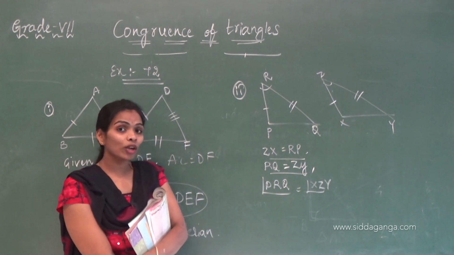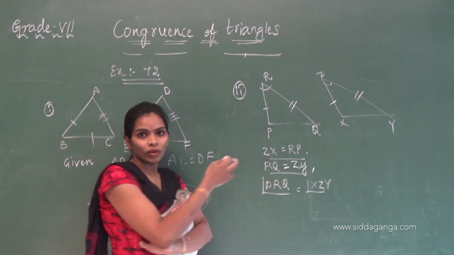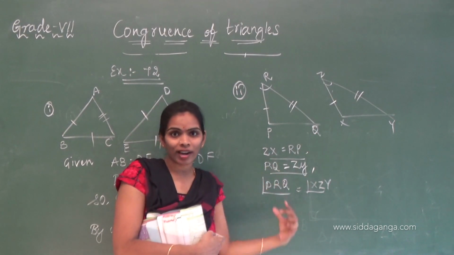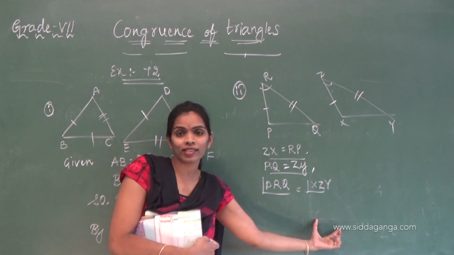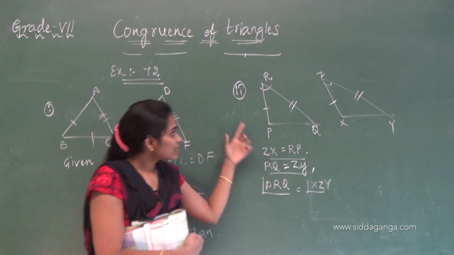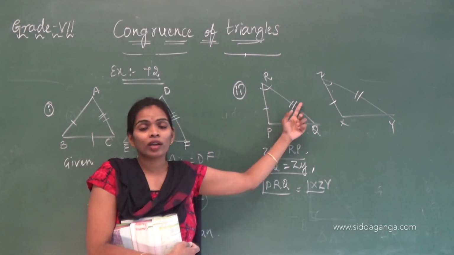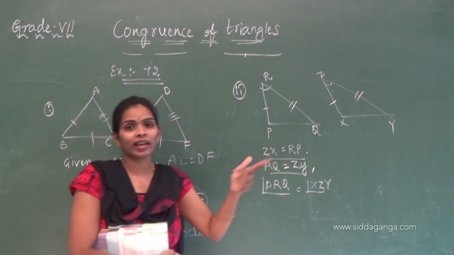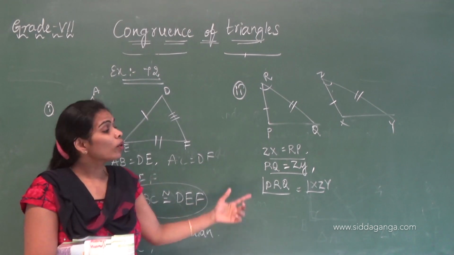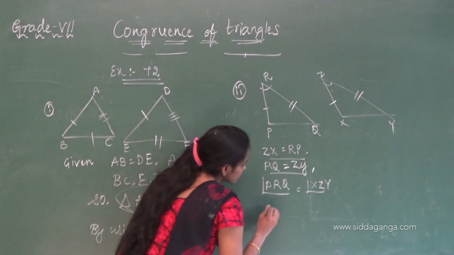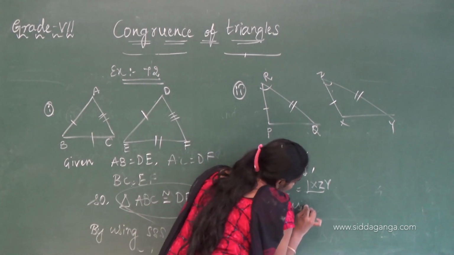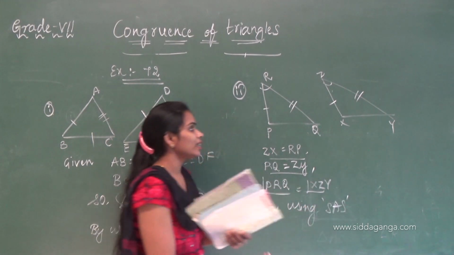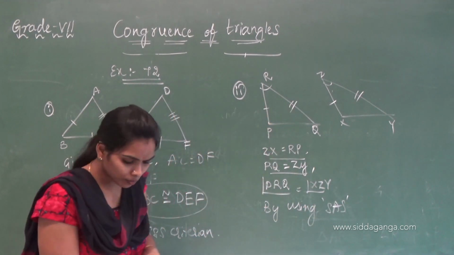Which criteria are you remembering by seeing this? Okay, correct children. Side, angle, side. You have to write the definition of the side, angle, side criteria first. If two sides and one angle of one triangle are equal to the corresponding two sides and one angle of another triangle, then the two triangles are congruent. Below that, what do you have to write? By using SAS criteria, these two triangles are congruent.